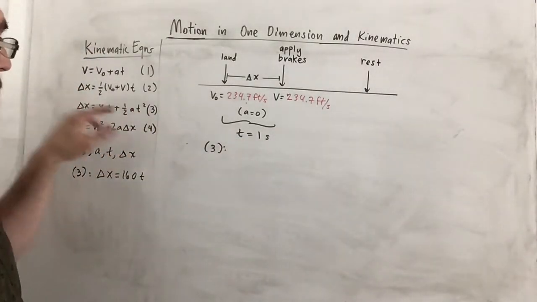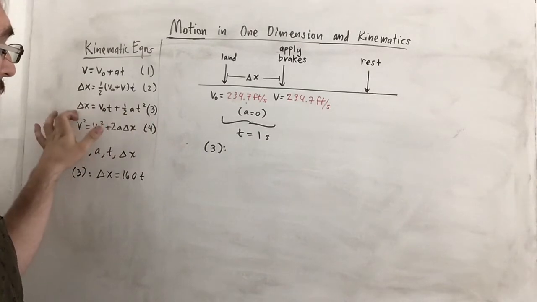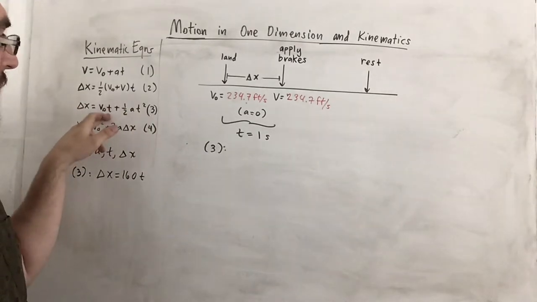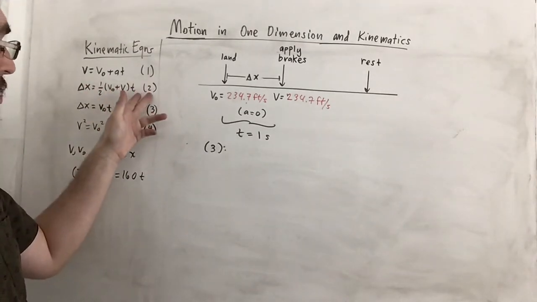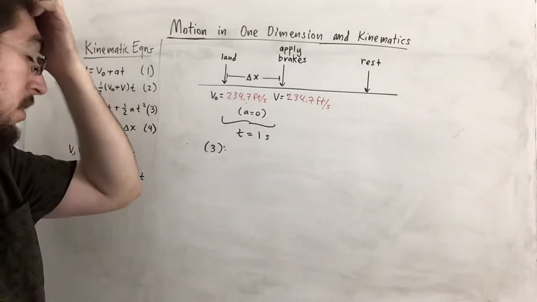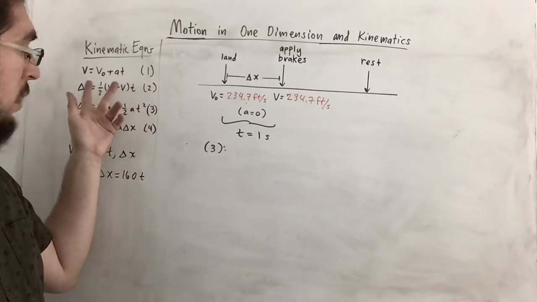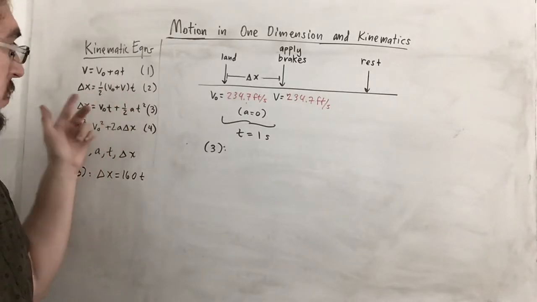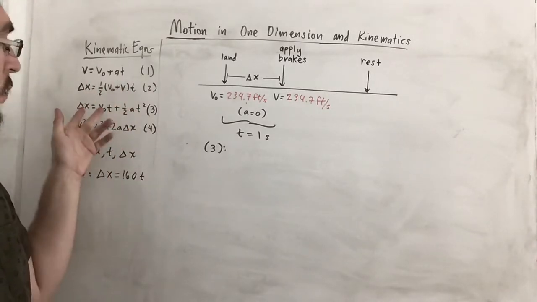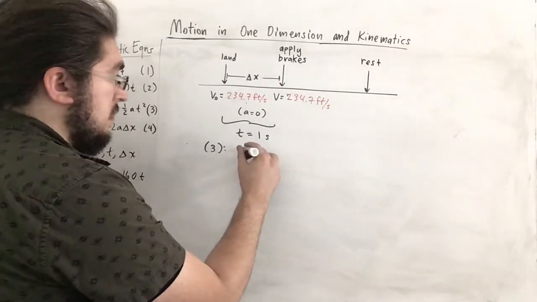So in total, using equation 3, equation 3 is this one. When a is 0, that goes away, so we get delta x is equal to v naught t. In fact, even if we use 2 in this case, I pointed to 2 when I meant to point to 3, it would be the same thing, because since v naught is equal to v, you get double one of them, dividing by 2 is just going to be v naught times t, which is the same thing that 3 amounts to when a is 0.